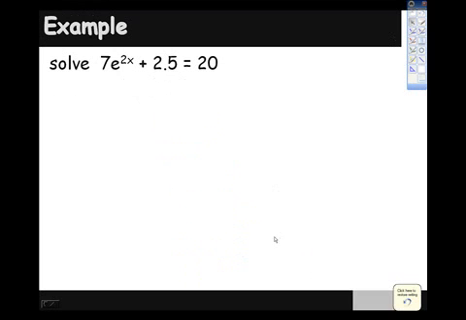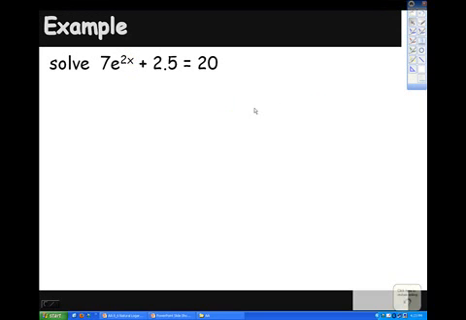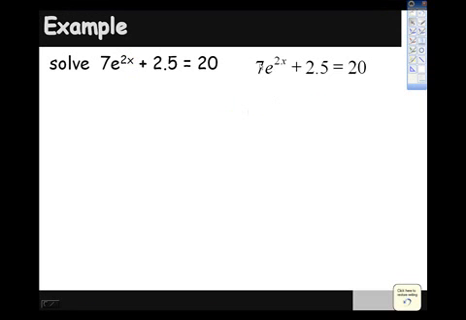Here's another example. We're going to solve 7e^(2x) + 2.5 = 20. Now this is kind of tough because we have an x in the exponent, and we're not used to solving those. So let's see how we can deal with that here. We just go ahead and subtract the 2.5 from both sides, and divide both sides by 7.